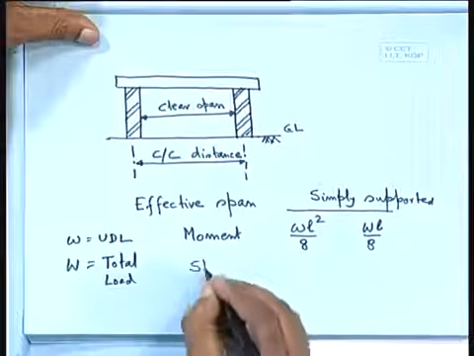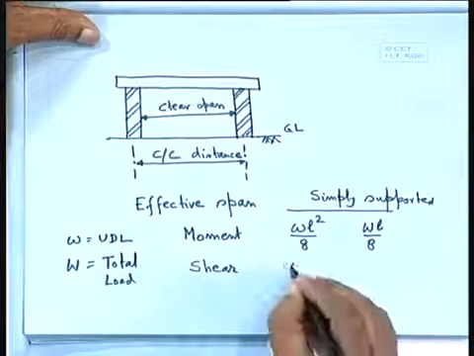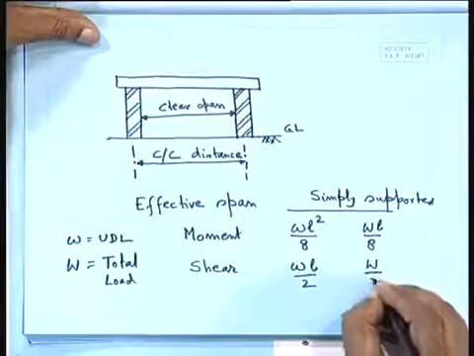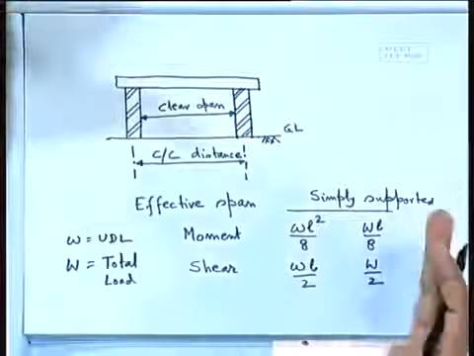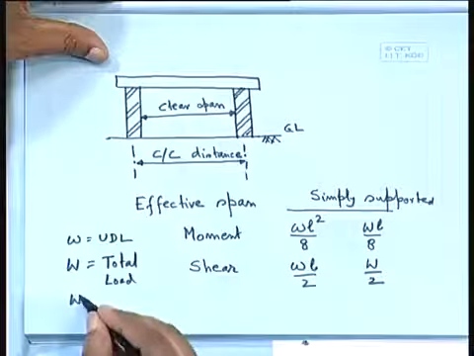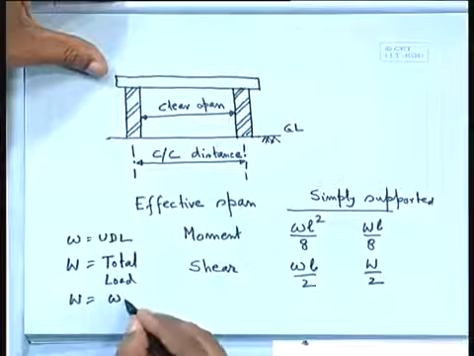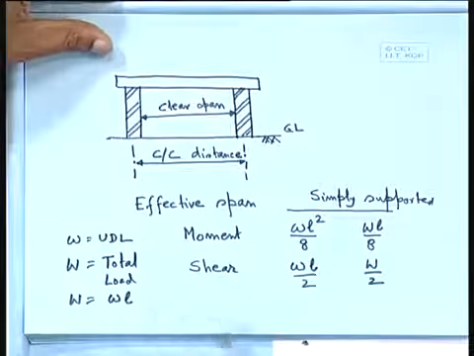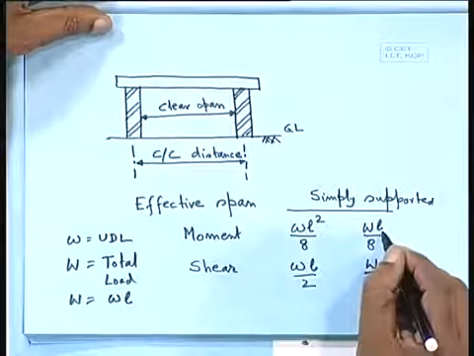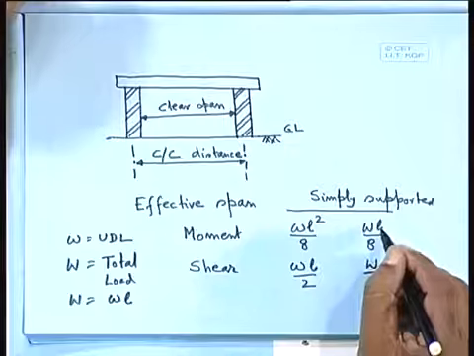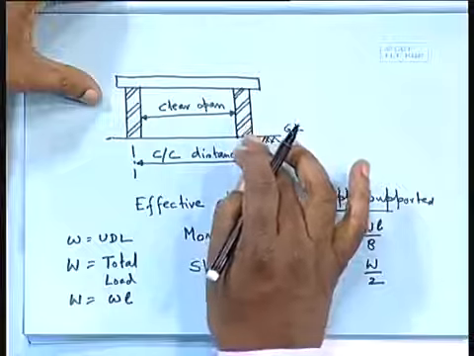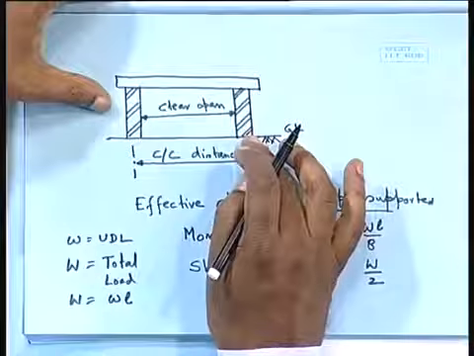Similarly, for shear, W L by 2, or simply we can write W by 2, because you will find in codes it is written as a total load. Total load is nothing but W times L. So, our interest here is to find out what is the effective span, or in other words, what is the value of L for this simply supported case.